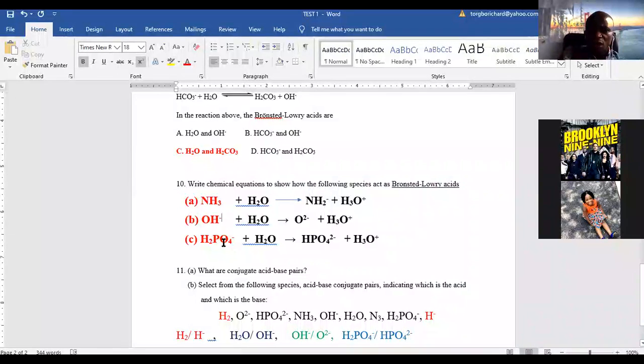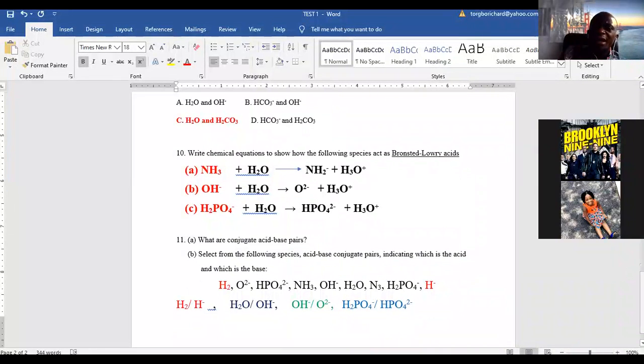Then the last one, do the same thing, add water. Let this donate the proton to water. You'll be left with HPO4 2 minus. It was -1, so when one hydrogen leaves it, the negative charge will increase to -2, plus a mole of hydronium ion. So that's what I was expecting. It's as simple as that.